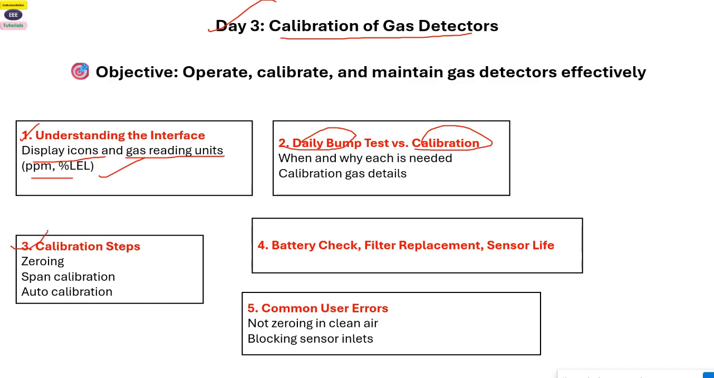We will talk about calibration topics, like how to zero the value, how to do span calibration, and what auto calibration is. We will talk about these in the third step.